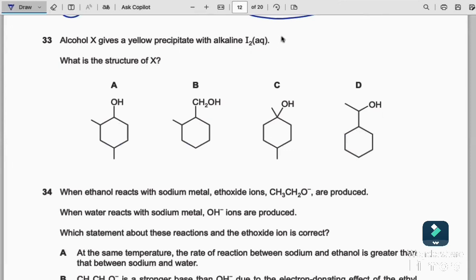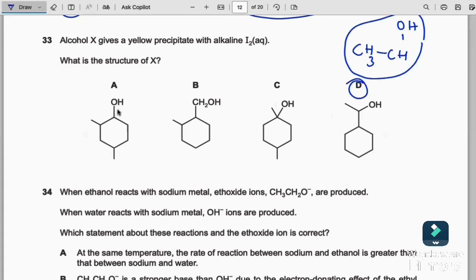Yeah, to form a yellow precipitate, it is the iodoform test, right? So it should be a secondary alcohol, and the structure should be CH3, CH, and OH. So this structure is present only in option D, whereas here it's not. It's directly connected to the OH. Here you can see this is connected to the CH3. So this is not, this is not, this is not. So the best option will be D.